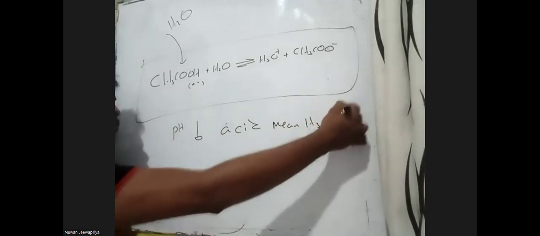See that pH decreases. pH decrease means H3O plus concentration increases. pH decrease means what? Acid. That means H3O plus concentration should increase. When water is added, H3O plus increases, no, it cannot happen. So this is the answer.